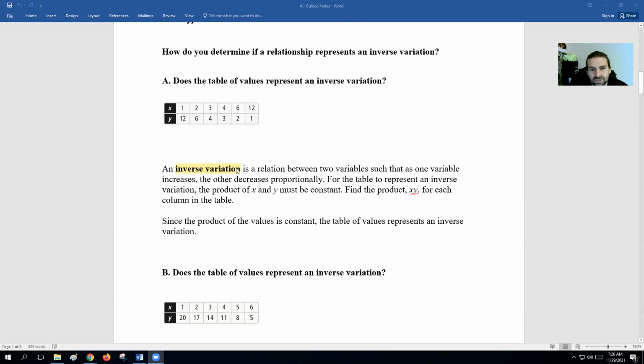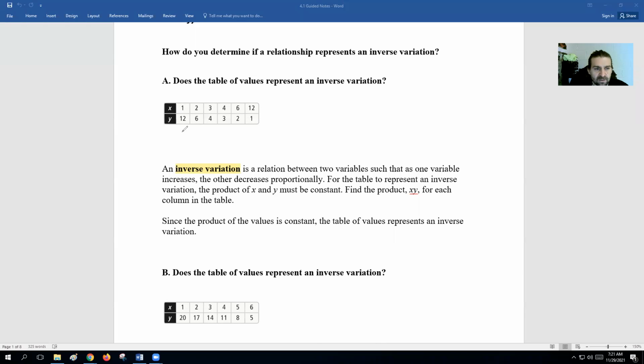So an inverse variation is a relationship between two variables such that as one variable increases, the other one decreases proportionally. All right, so that's the key word. It's not just going down, but going down the same amount. So for the table to represent an inverse variation, the product of x and y, remember product means multiply, must be constant. So 1 times 12 is 12, 2 times 6 is 12, 3 times 4 is 12.